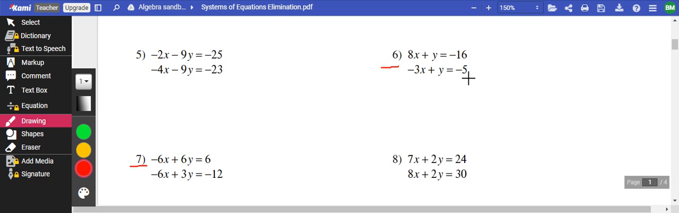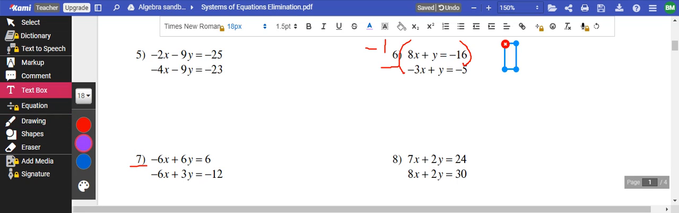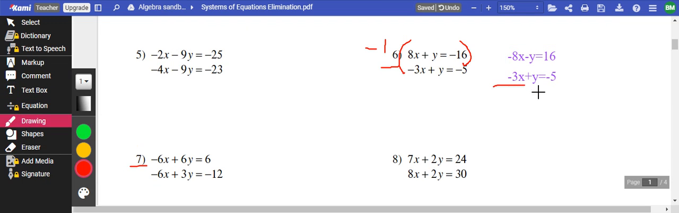So we could either think of this as subtracting, but I like to think of it as multiplying the top one by negative 1. So I create this equation. I now have -8x - y = positive 16. And I'm just going to rewrite the other equation that I have. I didn't change -3x + y = -5 at all. Now that I have that, I'm going to add straight down.